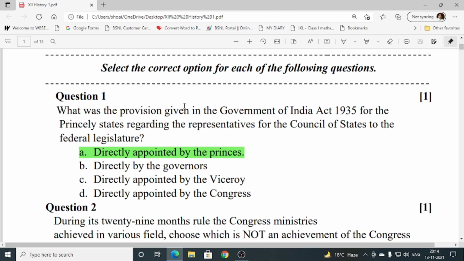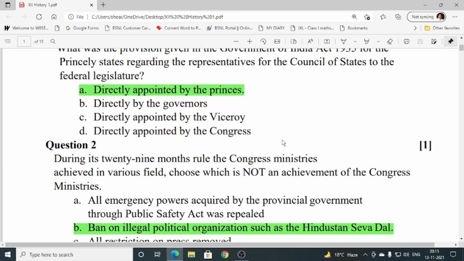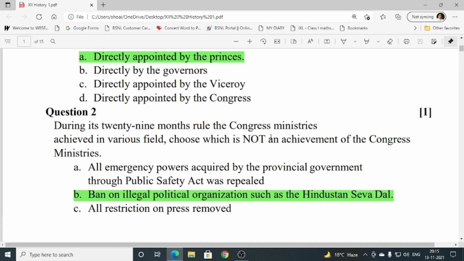What was the provision given in the Government of India Act 1935 for the princely states regarding the representatives for the Council of States of the federal legislature? Option A is correct, directly appointed by the princes.